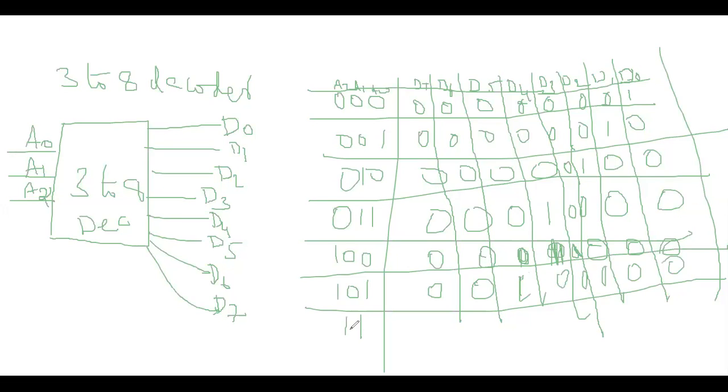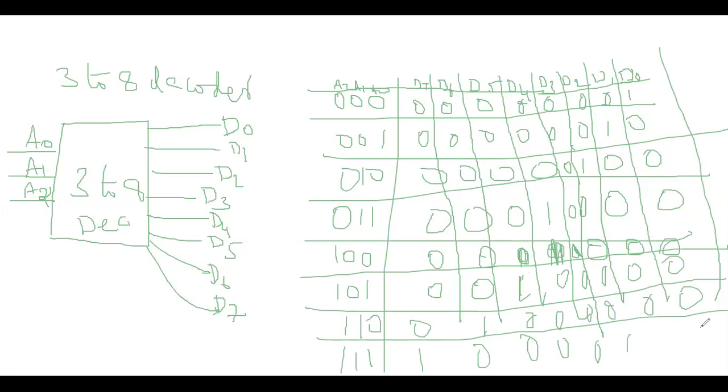And for 1, 1, 0, the output is 0, 1, 0, 0, 0, 0, 0, 0. And the last one, you can see 1, 1, 1, where the output is 1 followed by all zeros. So diagonally, you can see all the values are 1.